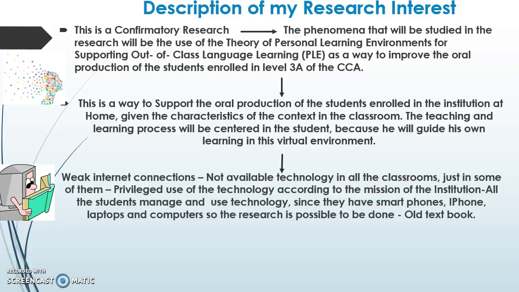Now, why do I choose this type of research? According to the observation, I observed that the internet connections were weak. There wasn't available technology in all the classrooms, just in some of them. According to the mission of the institution, there is a privilege in the use of technology. All the students manage and use technology since they have smartphones, iPhones, laptops, and computers, so the research is possible to be done. But the problem is the textbook. It's a little bit old.